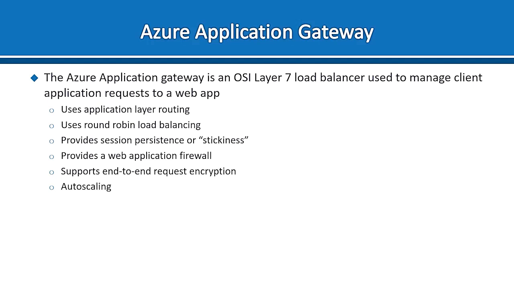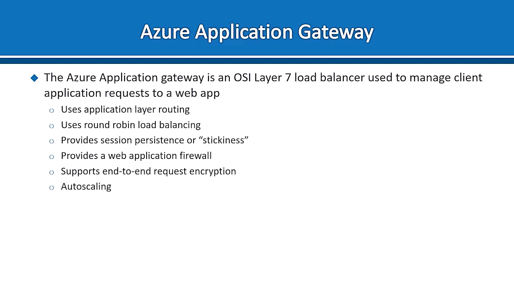Application layer routing still routes traffic to a backend pool of servers, but it'll be based on the URL of the request. Okay, so it can actually read in and use application layer routing by doing that. And it also uses round robin to send load balance requests to each server in the backend pool. Application gateways provide session persistence, or what's called stickiness. So that makes sure client requests in the same session are routed to the same backend server, and that is important in a lot of applications.